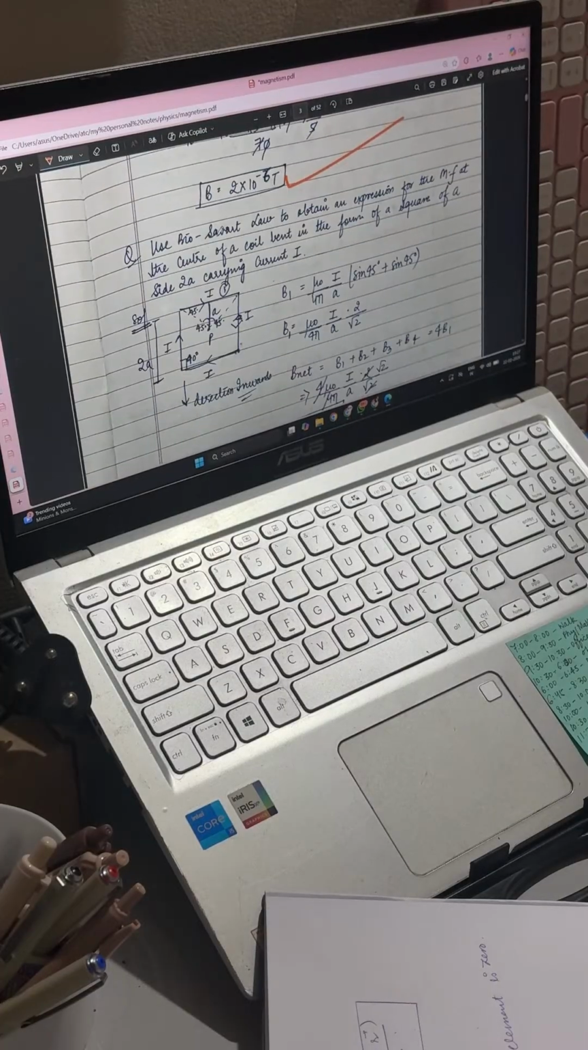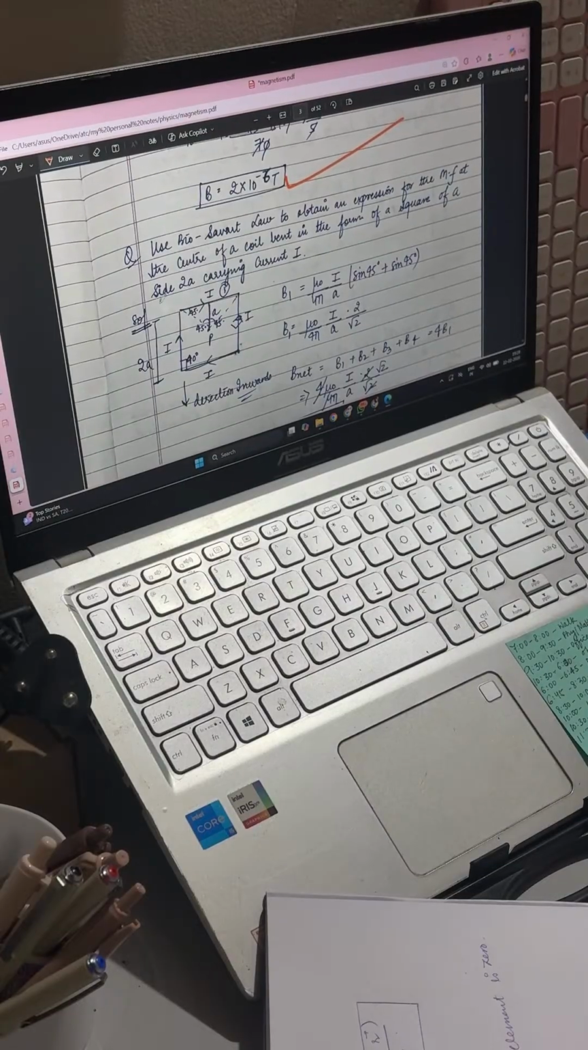Next is: use Biot-Savart's law to obtain an expression for the magnetic field at the center of a coil bent in the form of a square of side 2A carrying current I. Okay. So basically now we have a square, and every side of the square is carrying current and is of 2A length. And we need to find the magnetic field at the center.